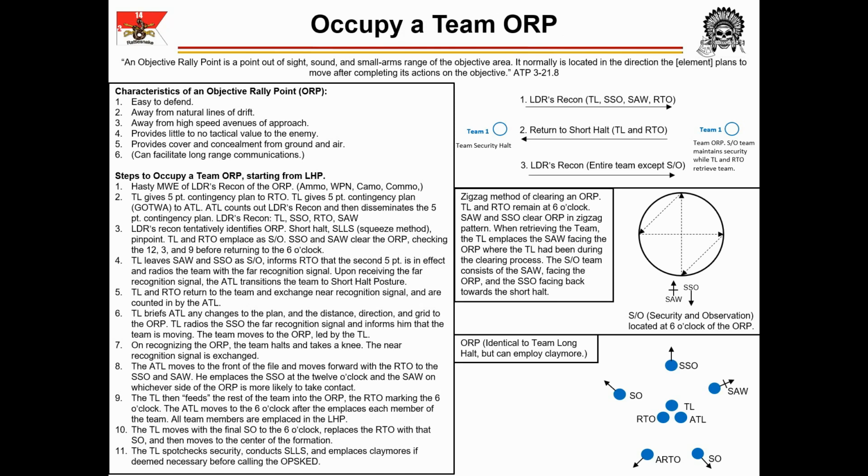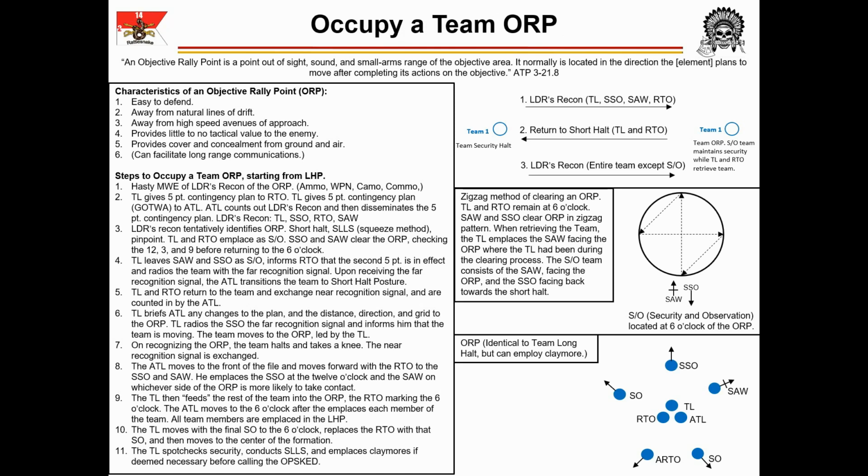They ensure that all members of the leader's recon are adequately camouflaged, including reapplying any face paint, and that kits are not shining. They get a final comms check with the squad internal radios, and they ensure that their NODs are mounted for nighttime operations or are carried if the operation is going to go day into night. Once Hasty MWE is complete, the team leader gives two 5-point contingency plans.